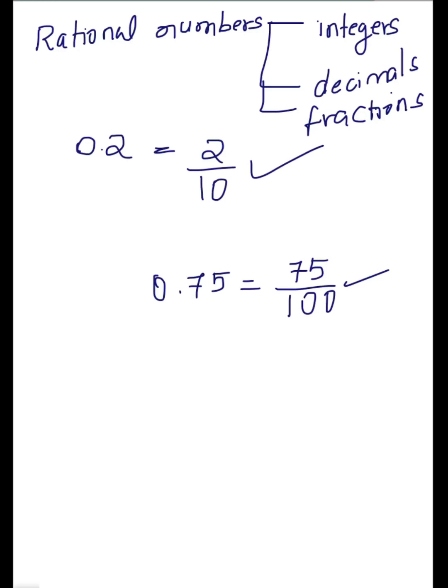Now integers already include natural numbers and whole numbers. That means rational numbers include integers, natural numbers, whole numbers, decimals and fractions. Understand? So that's all about rational numbers, the basic introduction. The conclusion is that rational numbers include integers, fractions and decimals. That's the conclusion we are getting from this discussion.